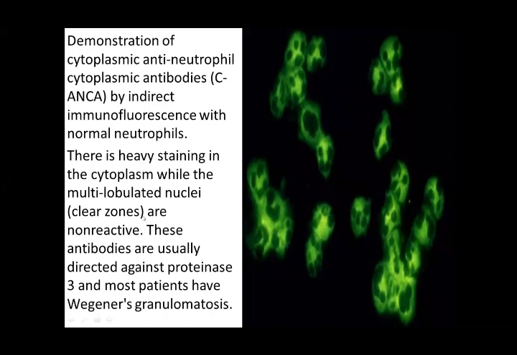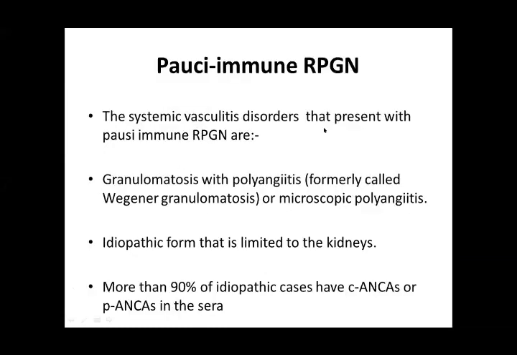Is that clear? The systemic vasculitides that present with pauci-immune rapidly progressive glomerulonephritis are Wegener's and microscopic polyangiitis. So these are the two pathologies. Once we have come to the diagnosis of pauci-immune, then some ANCA is involved, whether it is cytoplasmic ANCA or perinuclear ANCA. One of the two ANCAs is involved. So then what disease is it? Is it Wegener's or microscopic polyangiitis? Because those are the only two diseases causing pauci-immune disease.